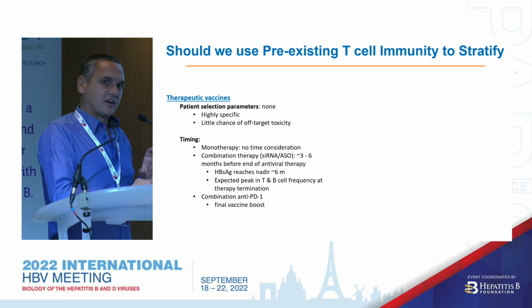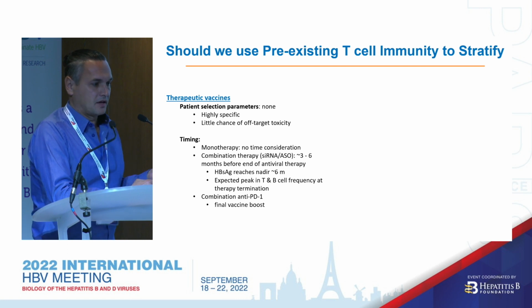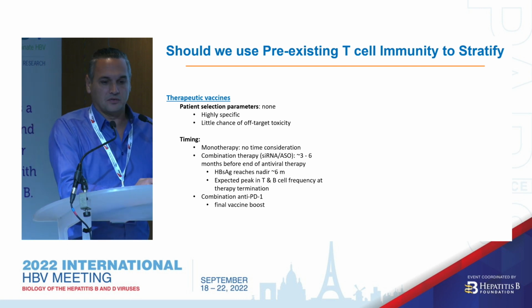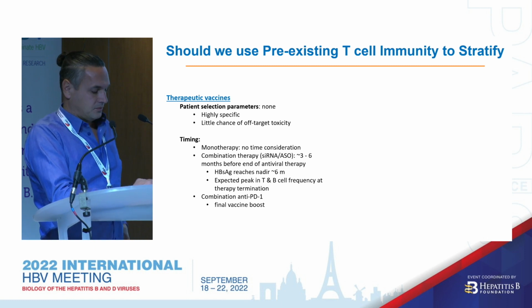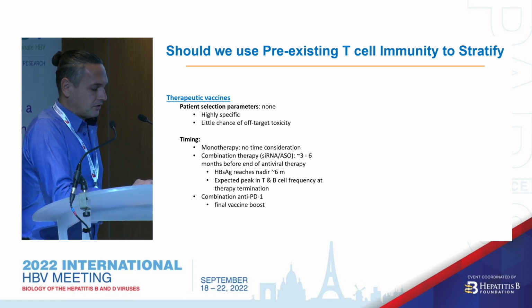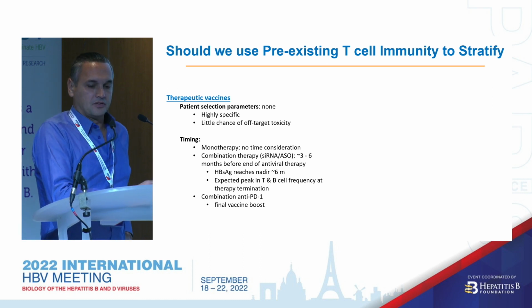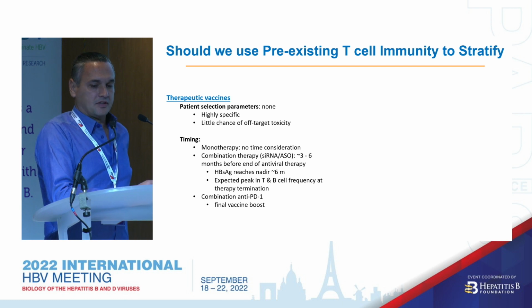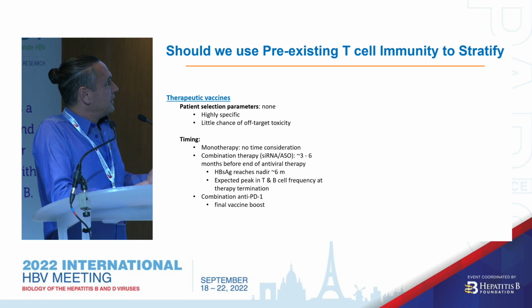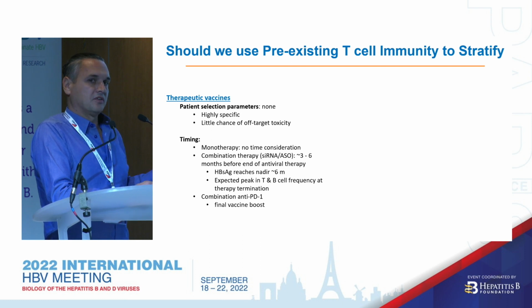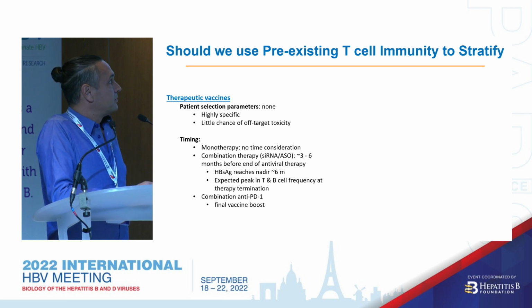And you think about the timing of how to deploy these immunotherapies within the treatment regimens that are coming down the line: siRNAs, ASOs, CAMs, any of the new drugs. In monotherapy, there's no consideration because you just start these patients. And in combination, what it looks like is that siRNA and ASO reach nadir at about 6 months after therapy, so they reach their baseline of HBsAg.